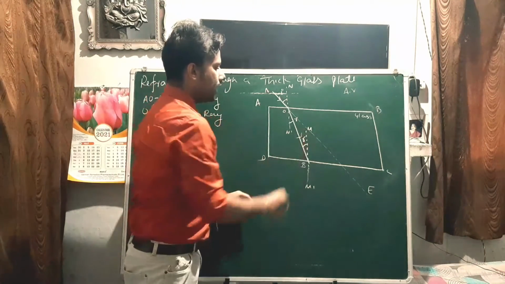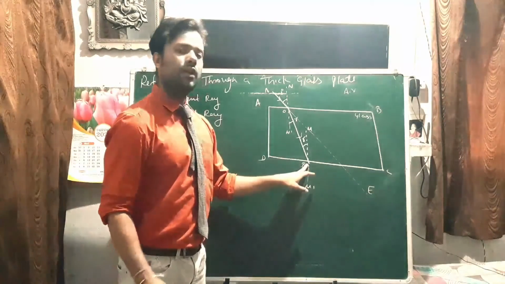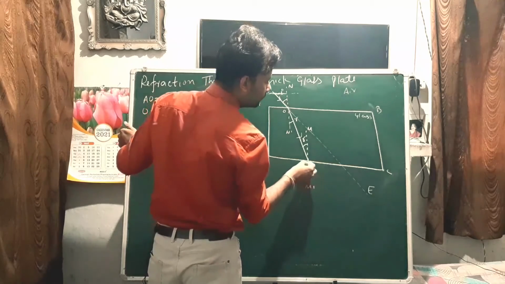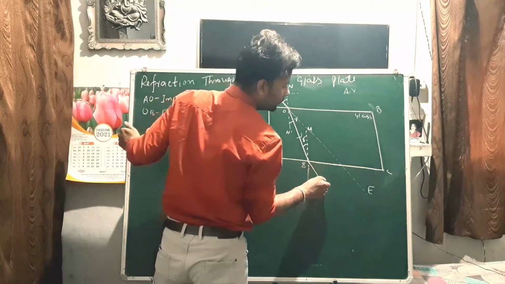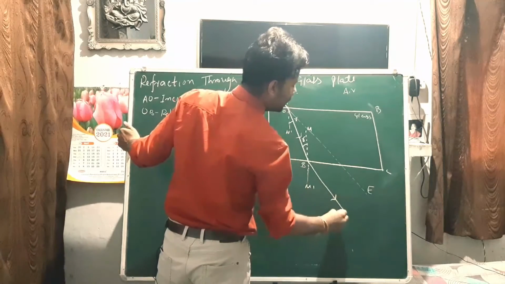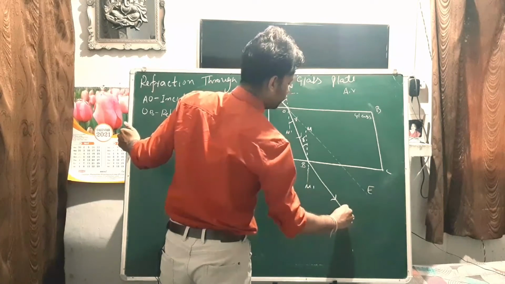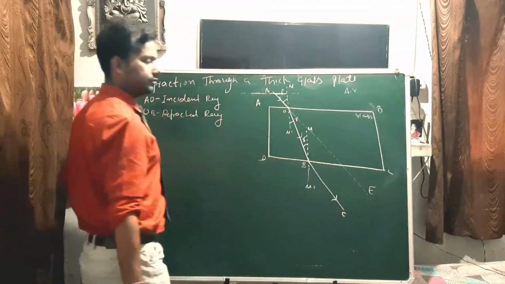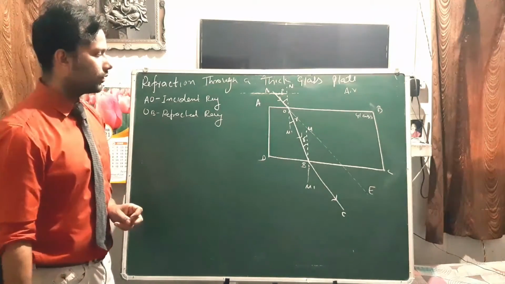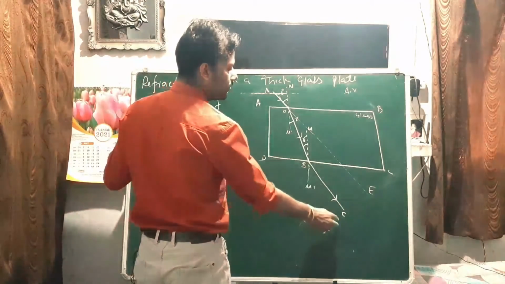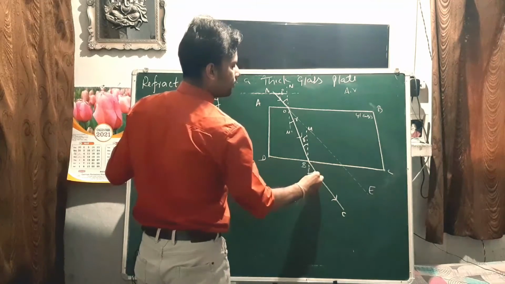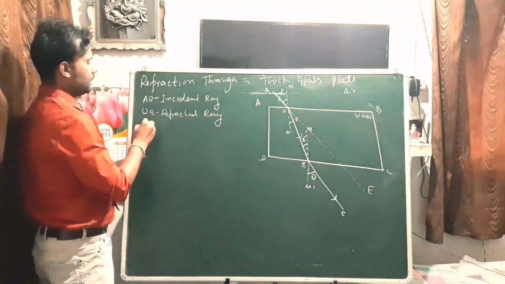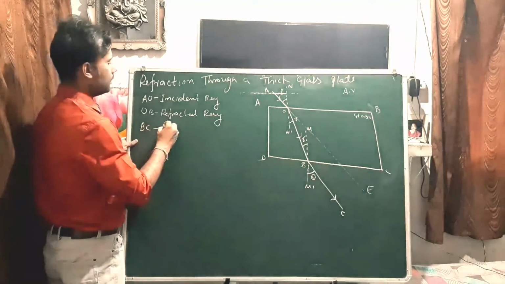but actually it will not happen, because light suffers refraction here, and when it comes out from this plate, it will again suffer refraction. It will bend away from the normal. It will go like this, let's say B and C. Now the angle between the emergent ray and the normal will be known as the angle of emergence. Here BC is the emergent ray.